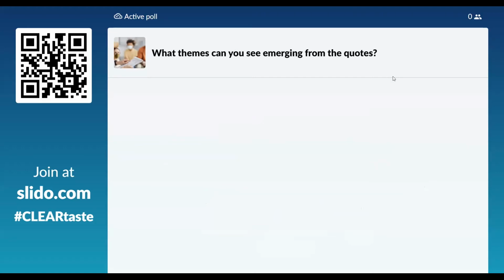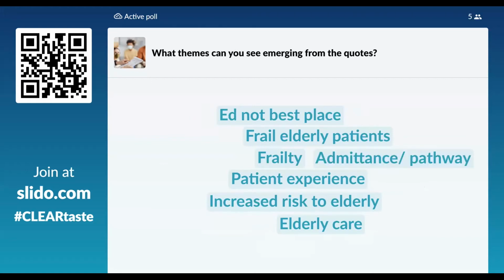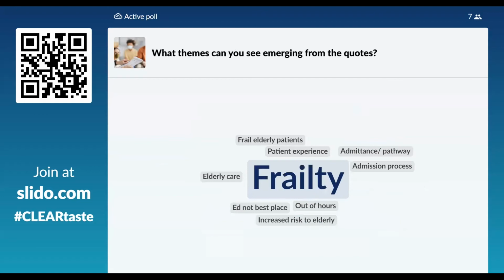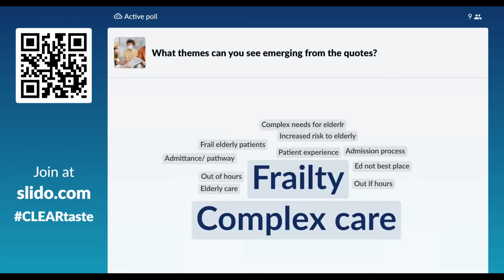It might be a harder one to do, Charlotte, if they can't see necessarily the quotes. But frail elderly patients is definitely one of them. Patient experience, yeah. Increased risk to the elderly. ED not the best place for these patients, yeah. Out of hours. Complex care, definitely.